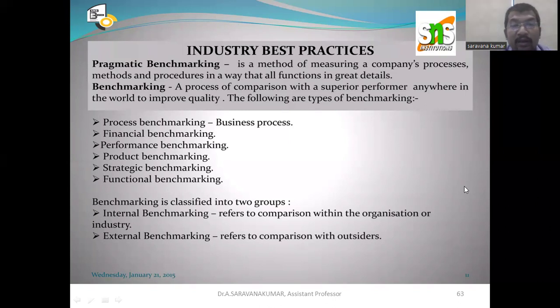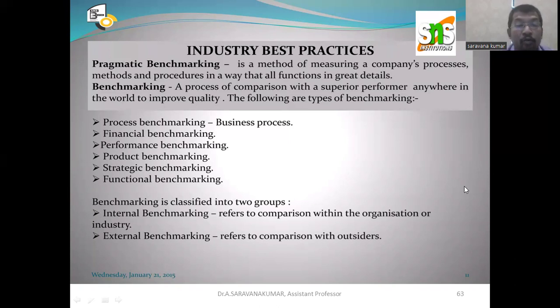Pragmatic benchmarking is a method of measuring a company's process, methods and procedures in a way that covers all functions in great detail. Benchmarking is a process of comparison with a superior performer. You don't take a low performer. You can take your next level, that is a superior performer anywhere in the world, to improve quality. The following are the types of benchmarking: process benchmarking, which is a business process, financial benchmarking, performance benchmarking, product benchmarking, strategic benchmarking, functional benchmarking.